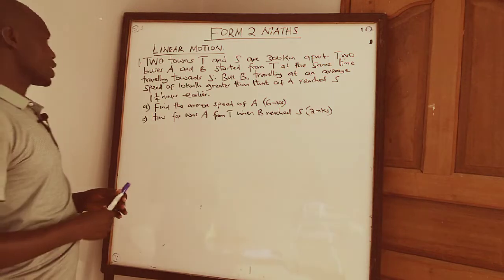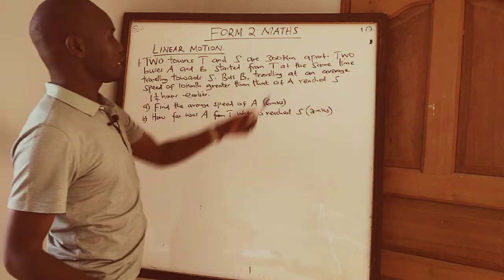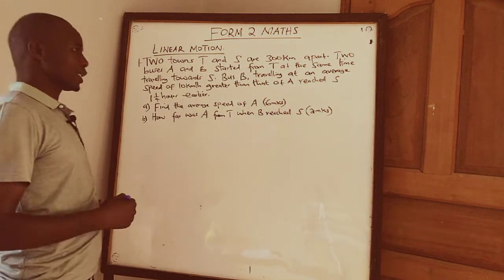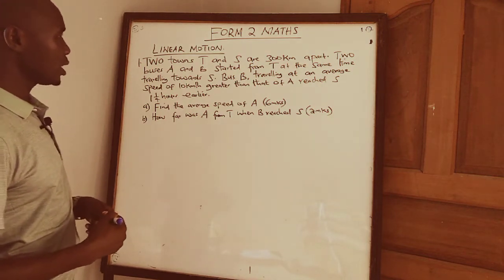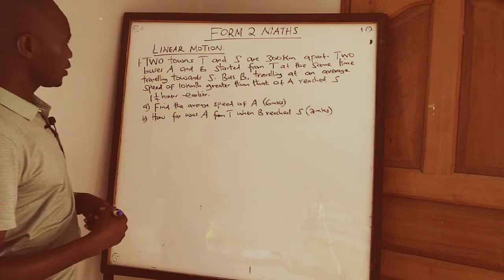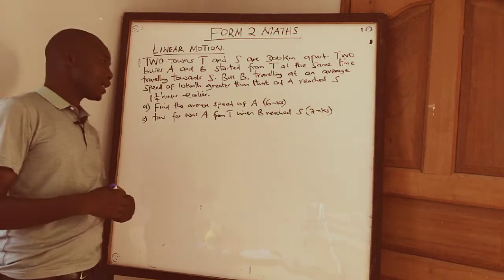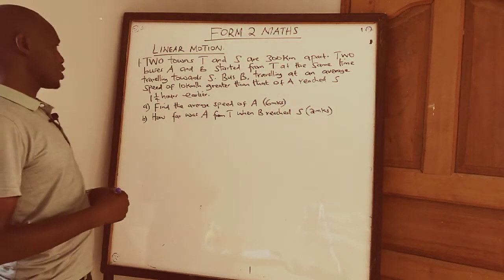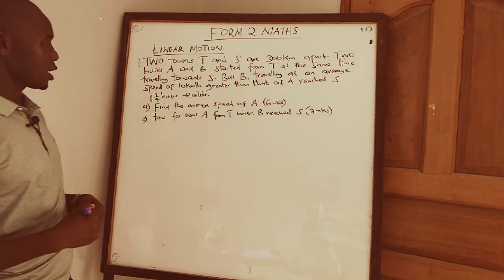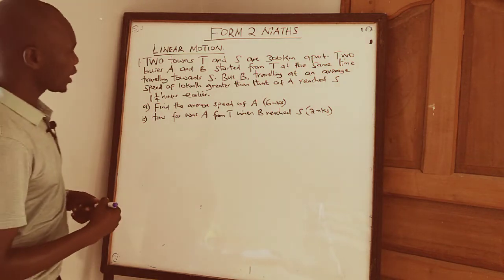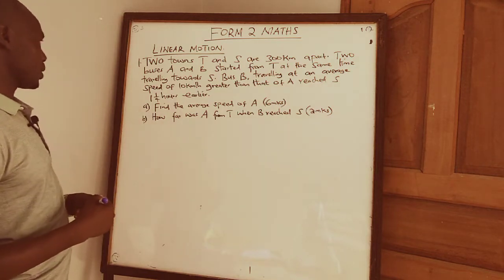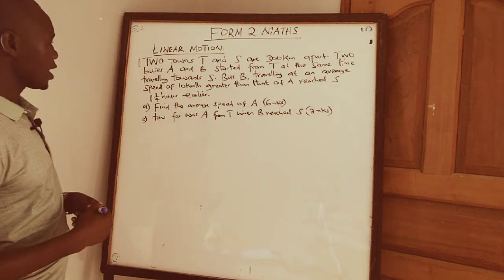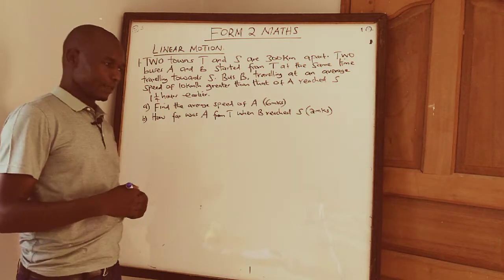Two towns, T and S, are 300 kilometers apart. Two buses, A and B, started from T at the same time, traveling towards S. Bus B, traveling at an average speed of 10 kilometers greater than that of A, reached S 1.25 hours earlier. Find the average speed of A.